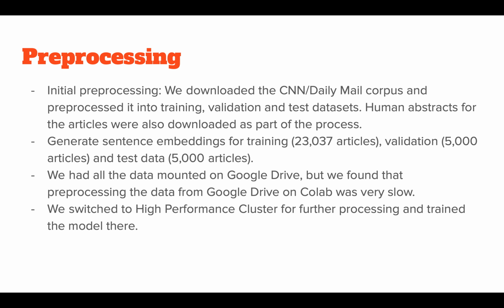The pre-processing part that we did for this project was also interesting. We downloaded the CNN Daily Mail corpus and we pre-processed it into training, validation, and test data sets. We also got human abstracts for the articles as part of the process. The number of training articles was 280,000, which is a huge number, and it was taking a lot of time to pre-process. So we decided to go only for around 23,000 articles for training and 5,000 articles for validation and test each.